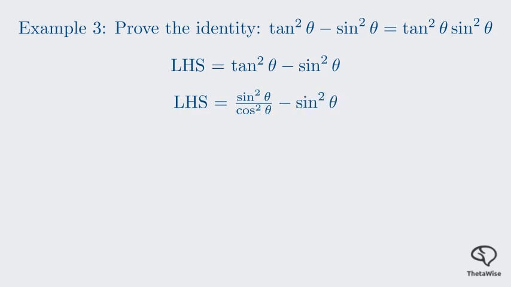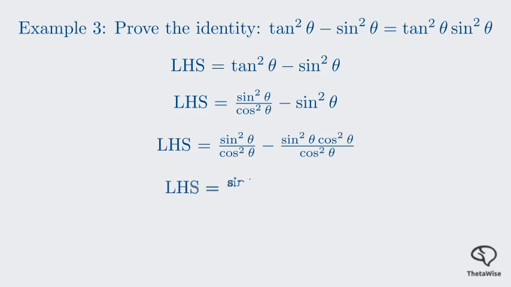Now we have a subtraction of fractions. To subtract, we need a common denominator, which is cosine squared theta. Let's rewrite the second term. We can write sin squared as sin squared over 1, and multiply the numerator and denominator by cos squared to get sin squared cos squared over cos squared. Now that we have a common denominator, we can combine the numerators. This gives us sine squared theta minus sine squared theta times cosine squared theta all over cosine squared theta.